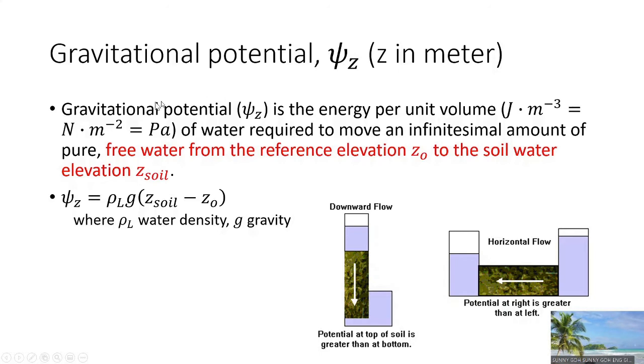Gravitational potential. Gravitational potential is the energy per unit volume, so it's joules per meter cubed, which is also equal to newtons per meter squared, or equal to pressure, of water required to move an infinitesimal amount of pure free water from the reference elevation Z0 to the soil water elevation Z soil. So gravitational potential is equal to rho L multiplied by gravity, in brackets Z soil minus Z0. So rho L is the water density and g is the gravity.